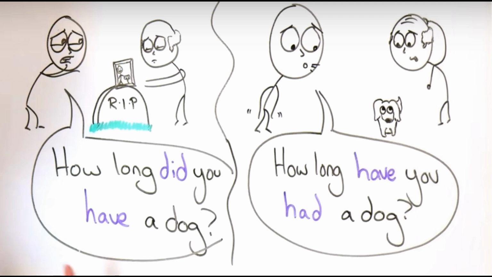And what are the differences between the picture on the right and the note under it, and the one on the left? On the right, it's written, how long have you had a dog? The dog is still there. It started in the past and it is still continuing. But for the one on the left, it says, how long did you have a dog? Because the dog is not here anymore. It is the simple past tense, and it's over.